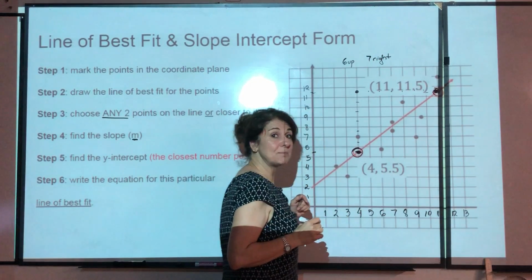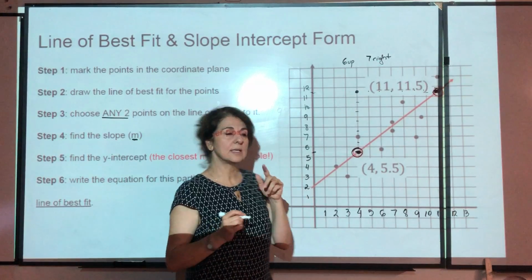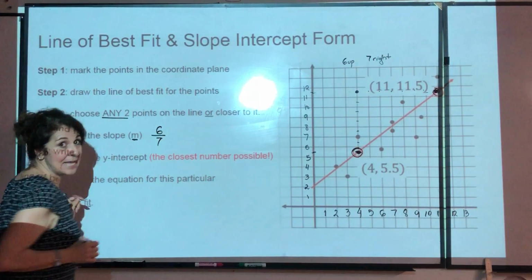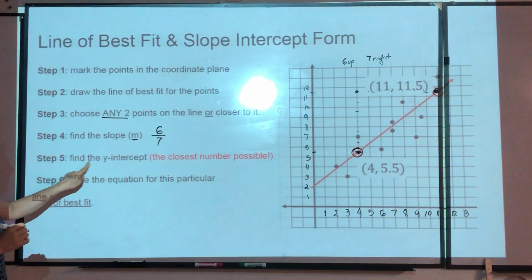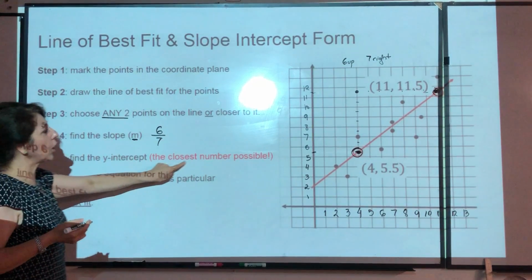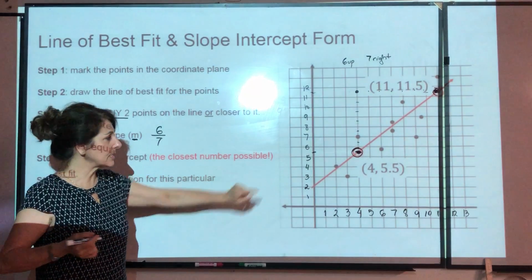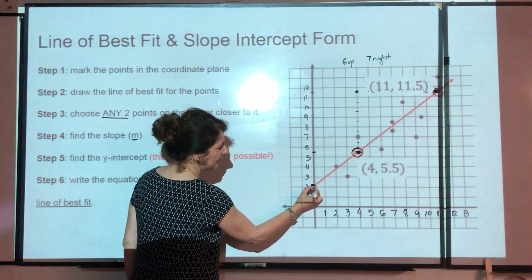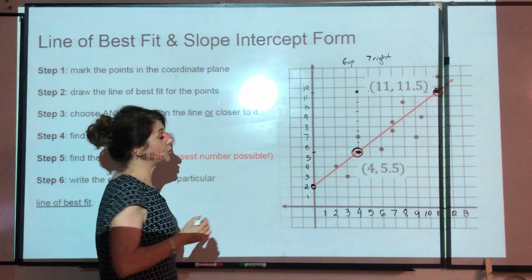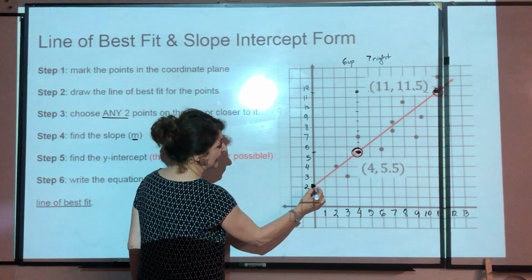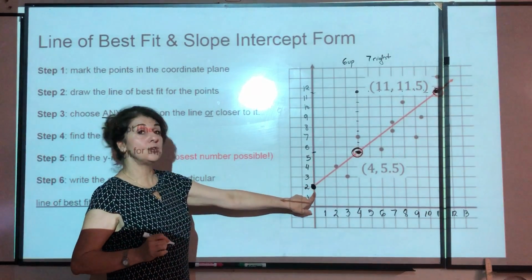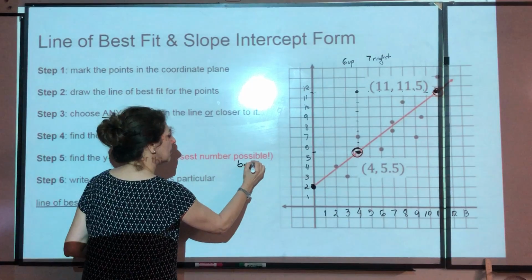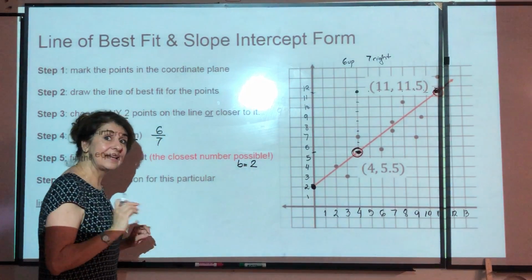So this slope is positive. It went up and to the right. So here my slope is 6/7. Then find the y-intercept, or the closest number possible. Look, my line comes over here. I would say that the closest number possible is number 2. So it is not exactly on 2, but I will put 2 as the closest number possible. So this is going to be the B for my line.